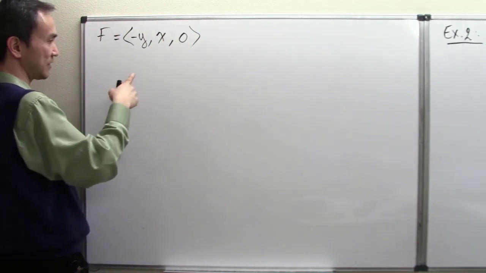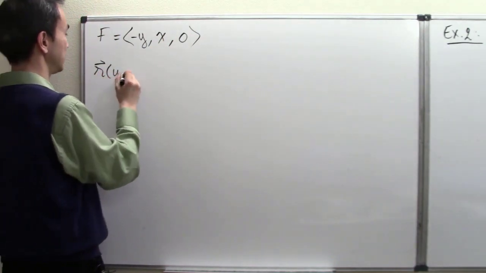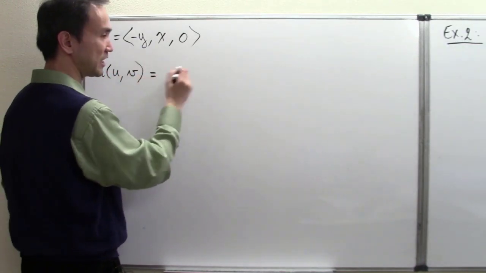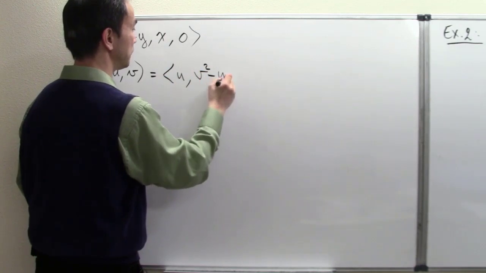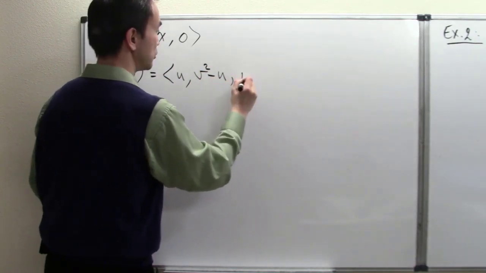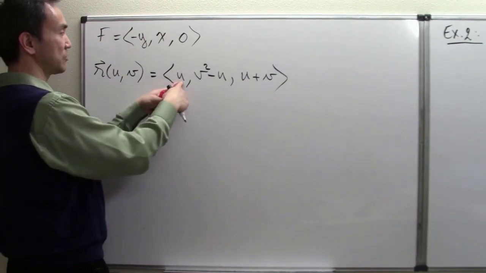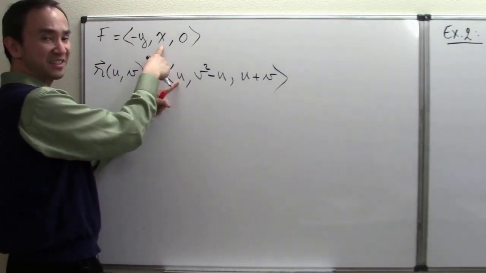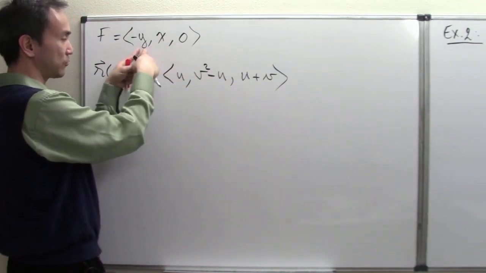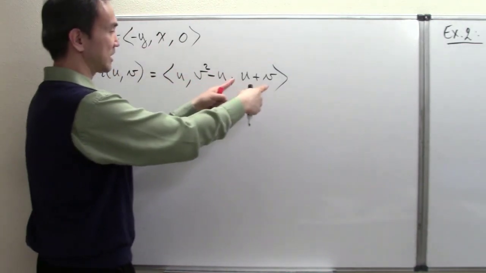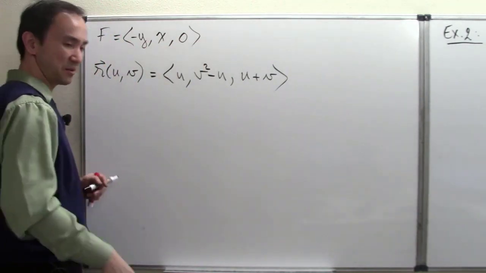But remind yourself that r of u comma v was already defined as u for x, then v squared minus u for y, and u plus v for z. So now I'm going to take that value and substitute it for the x here, substitute the y value over here, and substitute z anywhere I see the z.